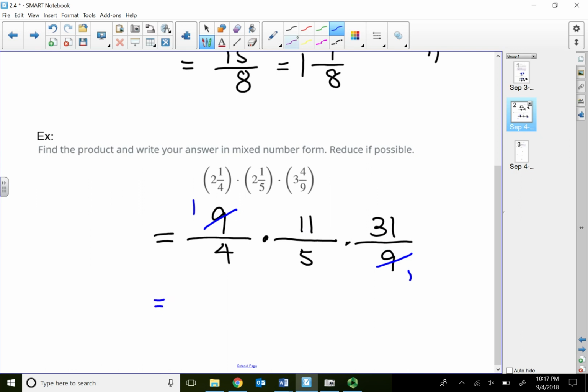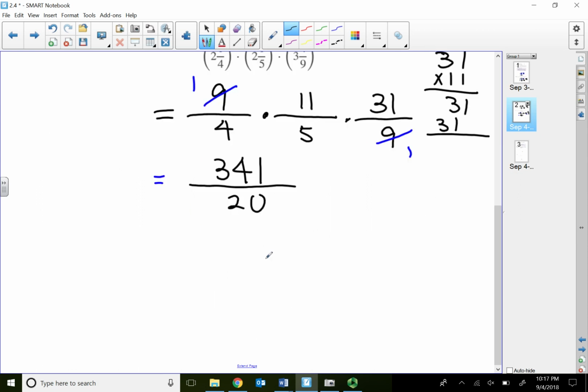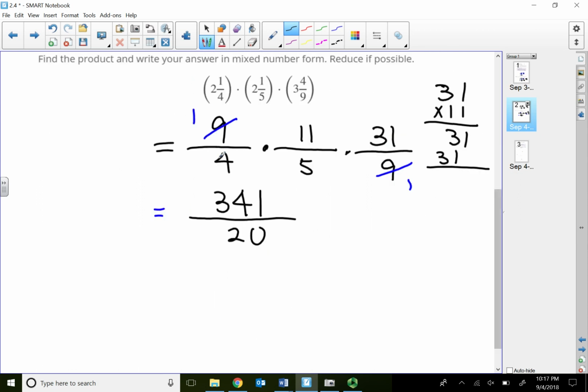So now I just have to multiply them. The numbers are going to get big. 4 times 5 is 20 down here. 31 times 11: 1 times 1 is 1, 1 times 3 is 3, 1 times 1 is 1 again, put below the 3, 1 times 3 is 3. So that's 341. Now the answer needs to be in mixed number form. I don't need to reduce here because I already reduced all I can ahead of time. So now I just convert.